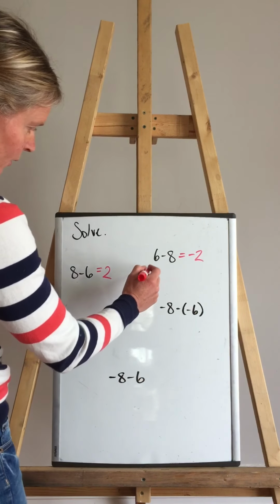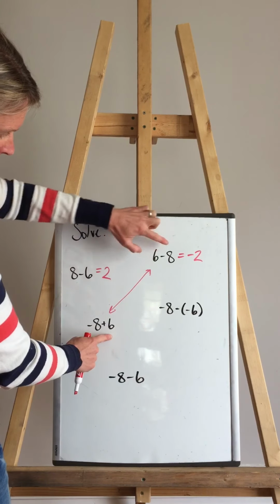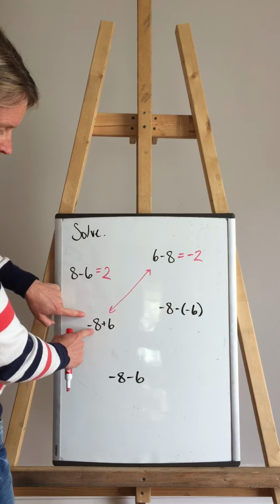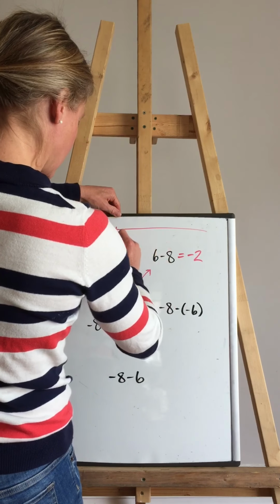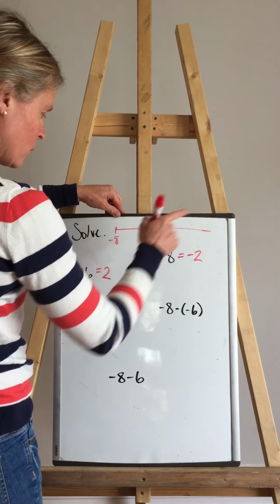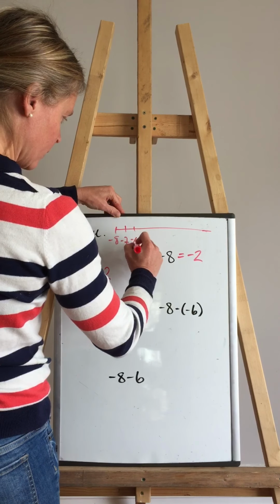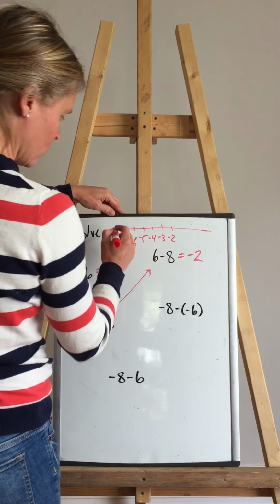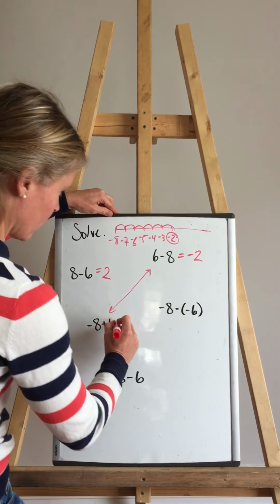Now you might notice similarities here, right? The 6 is positive and the 8 is negative, so 6 minus 8, that's the exact same as negative 8 plus 6, right? So if you set up a number line, and let's say you start at negative 8, when you're adding 6, you're moving towards the positive end by 6. So negative 7, negative 6, negative 5, negative 4, negative 3, negative 2, 1, 2, 3, 4, 5, 6. So negative 2.